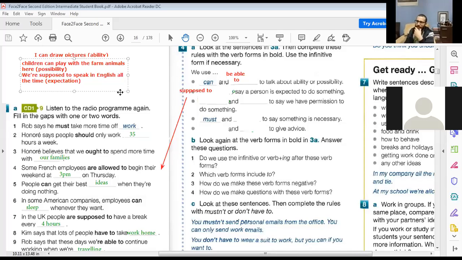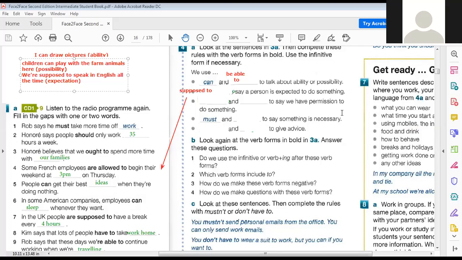So it says we use something and something to say we have permission to do something. So which ones show permission here? What do you think? Allowed to. Yeah, allowed to, correct. And what else?